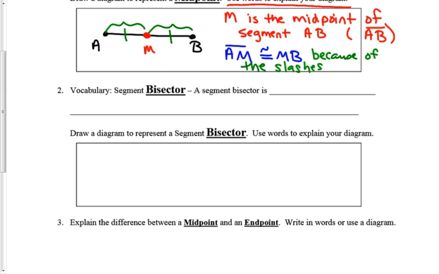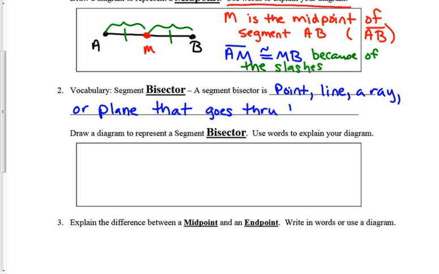The next vocabulary word is a segment bisector. We're going to have various bisectors in geometry, and today we're only talking about a segment bisector. A segment bisector is a point, a line, a ray, or a plane. And this thing, the point, line, plane, or ray, is going to go through the exact middle. And it's going to go through the middle of a segment again. So the reason these two vocabulary words are together is because where a segment is bisected is called the midpoint.